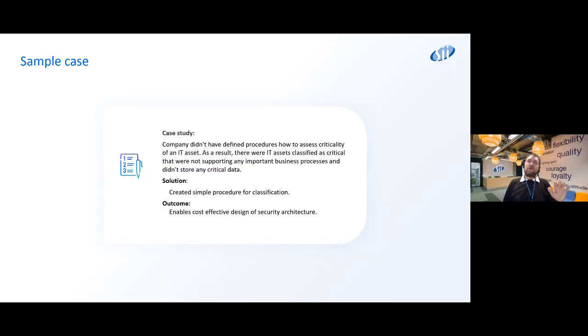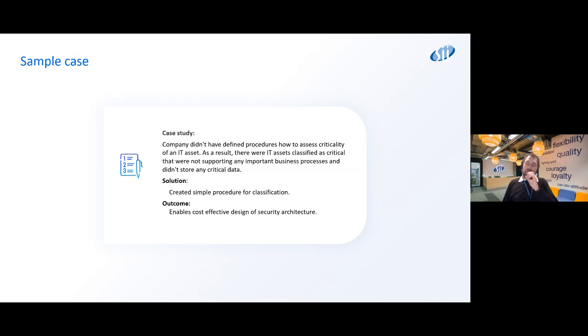So this is a sample concrete case, because what I described was general, but there are many things and we don't have time. Just a sample: the company didn't have a defined procedure for how to assess the criticality of an IT asset. If you don't know what is important for you and how to assess what is important, then you don't know how to properly secure it. Most of the critical assets were stated as critical, but there were some really unimportant ones, or maybe important from the IT person's perspective, but they didn't support any critical business process. So if they were breached, it wouldn't have a big impact on the company. So we prepared a really simple Excel file with information on how to assess whether an asset is critical or not.